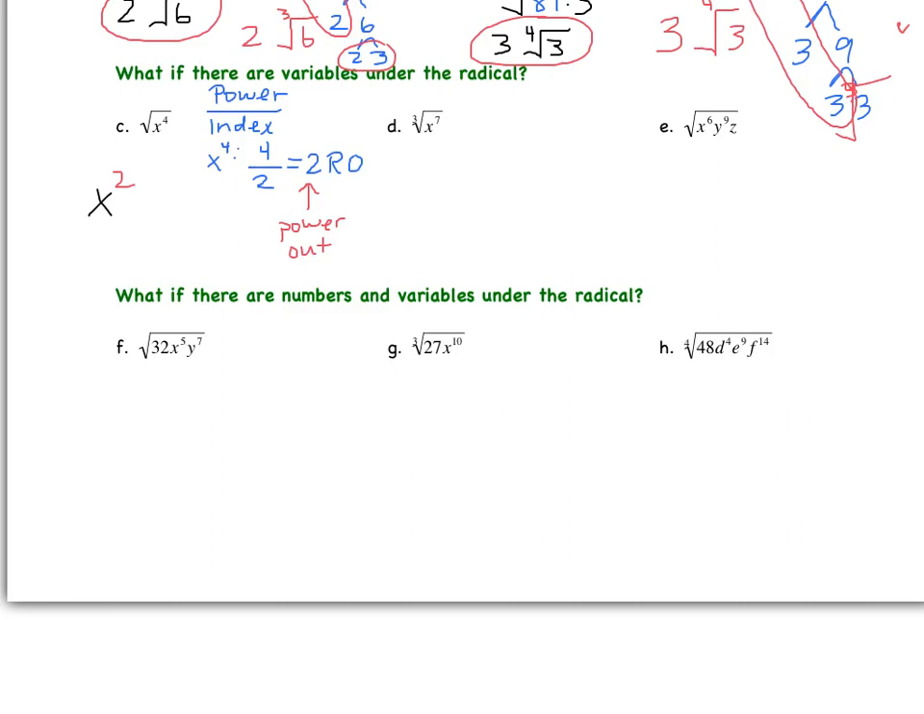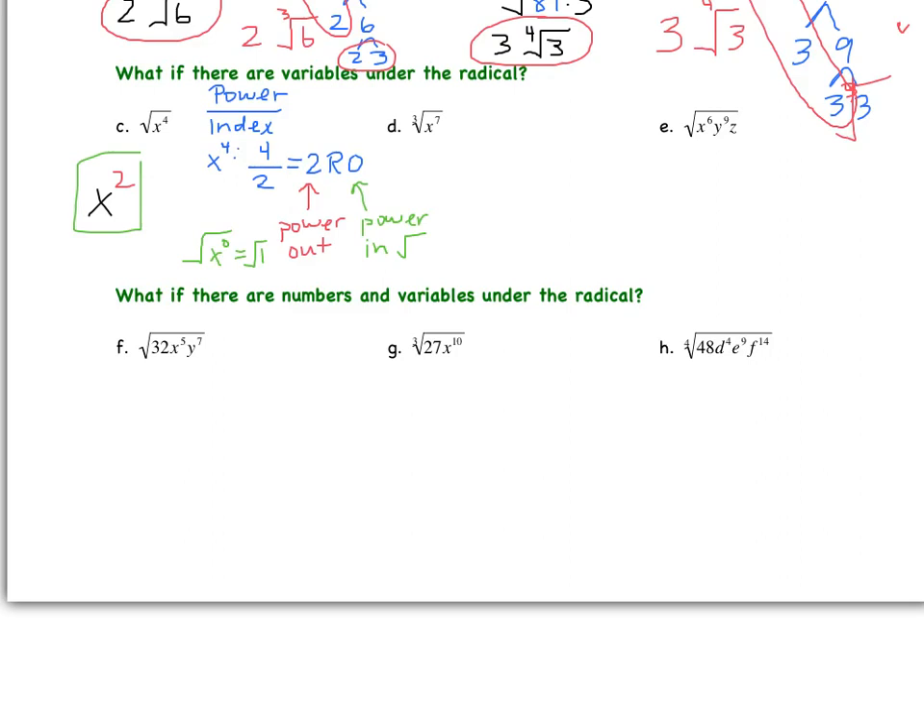The remainder becomes the power of what remains inside the radical. So x to the 0 power would remain, and we'd have the square root of x to the 0. Well, anything raised to the 0 power is just 1, and the square root of 1 is 1. So our final answer here is just x squared.